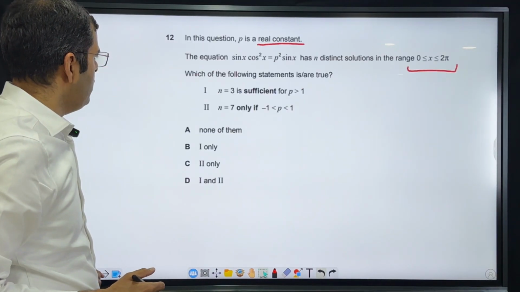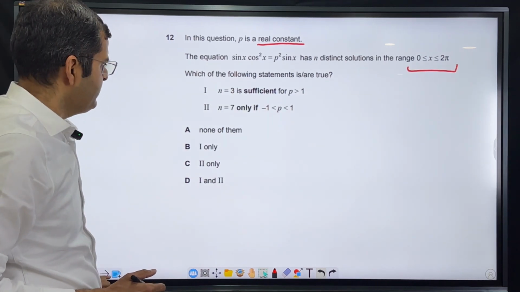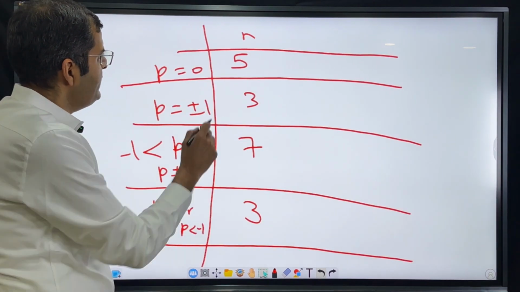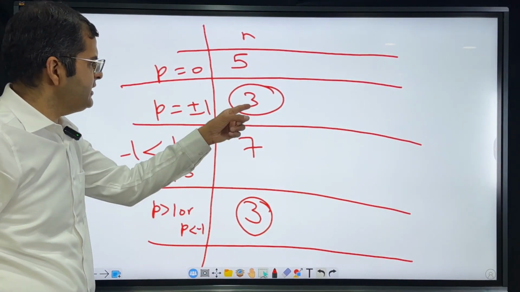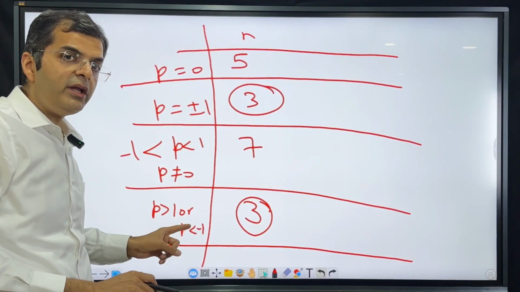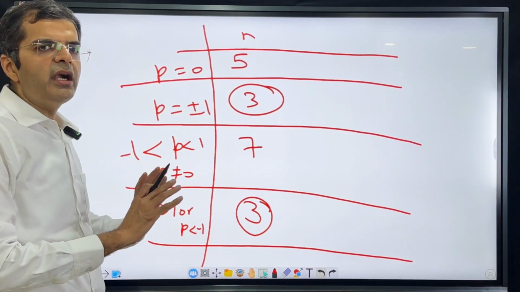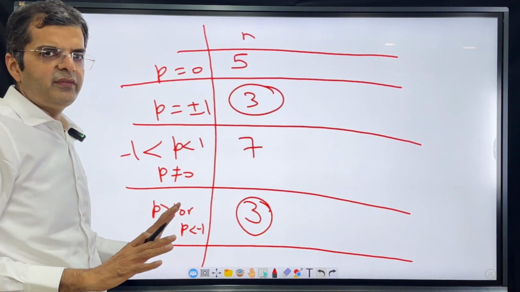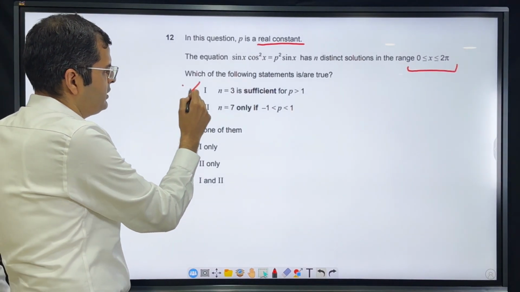Now if I go to the options, N is equal to 3. Is it sufficient to say that P is greater than 1? N is 3 here, and N is 3 here. So in this case, P is actually equal to plus minus 1. And in this case, P can be greater than 1 or less than minus 1. So N equal to 3, you can't for sure say that P is greater than 1. So it is not a sufficient condition. So the first option is not a sufficient condition.